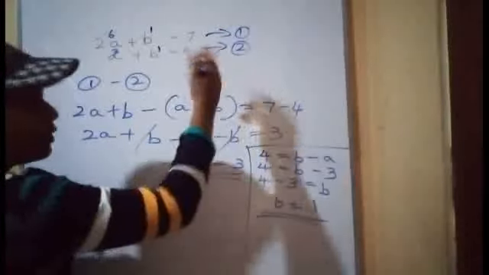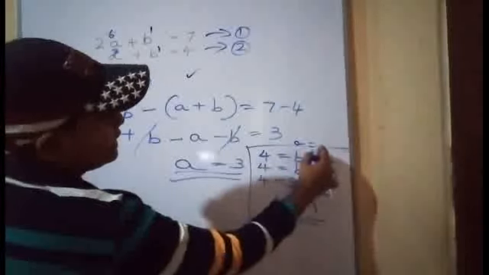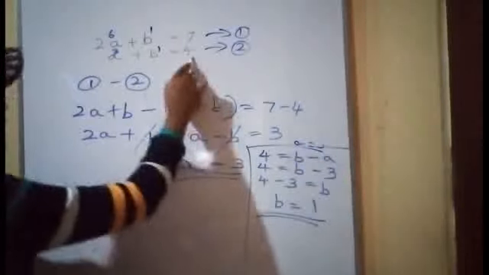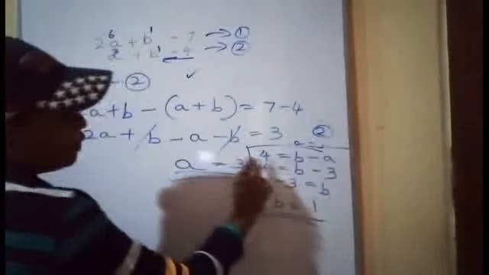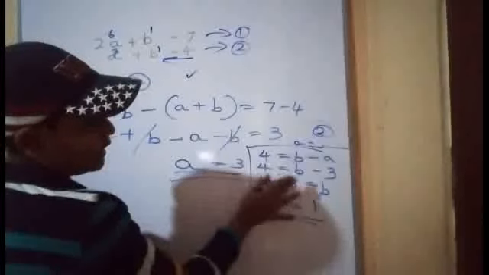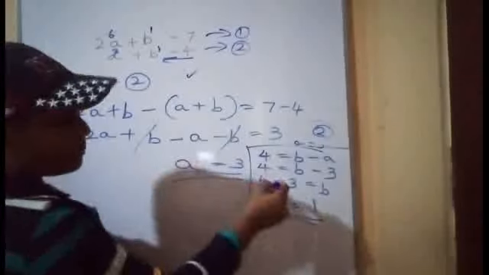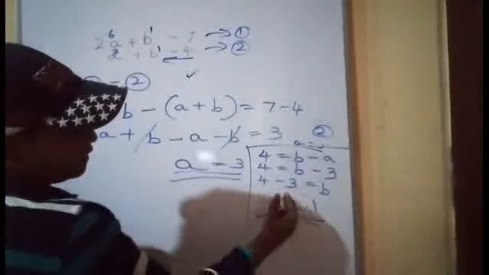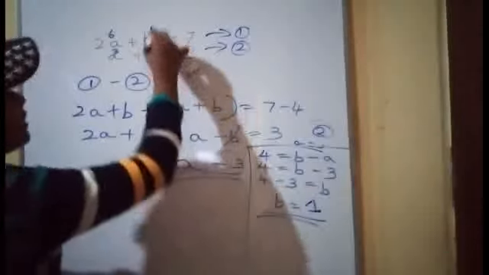Correct. Now substituting a is 3 into the second equation: 4 equals a plus b, that means 4 equals 3 plus b, so 4 subtract 3 is 1, so b is 1, and we get the correct answer.